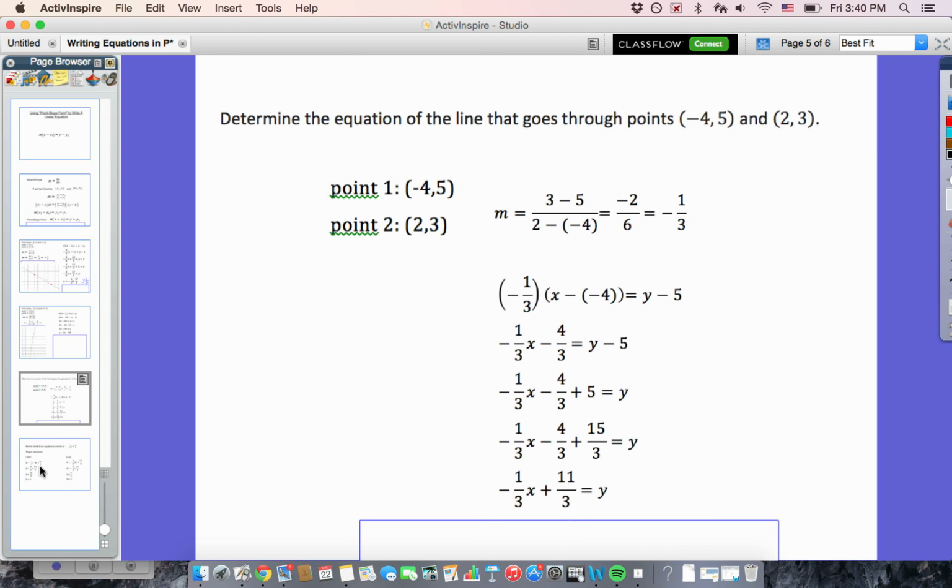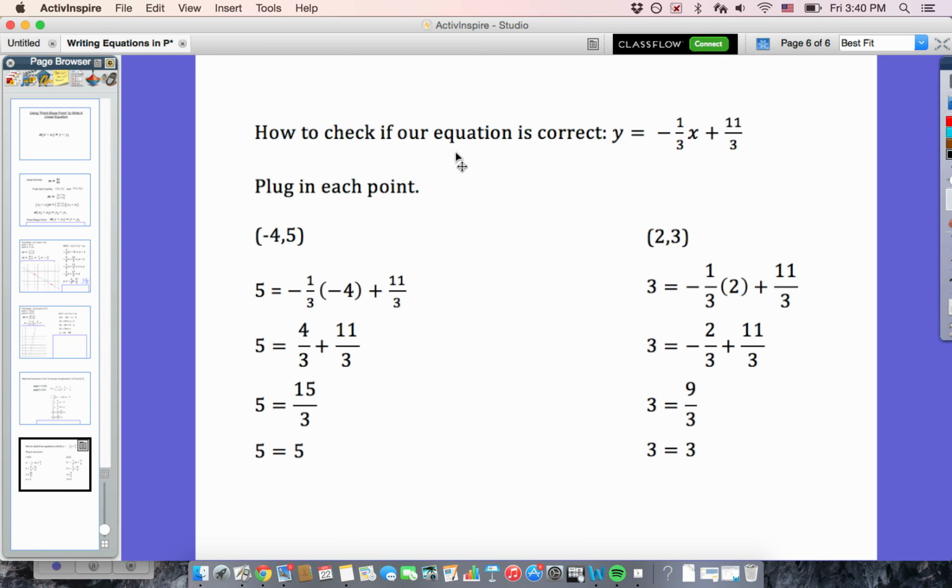Lastly, how can we check if our equation is correct? The last equation that we found was y equals negative 1/3 x plus 11 over 3. What we would do is plug in each point. First, plug in negative 4, 5 to see if our equation holds, and it does. Then we plug in our second point, 2, 3, to see if that holds, and it does. So now we know that our equation is correct.